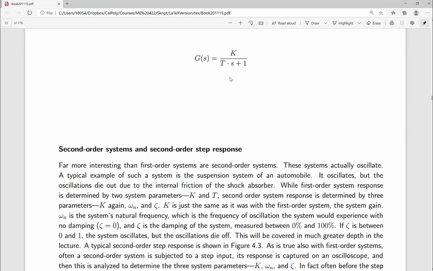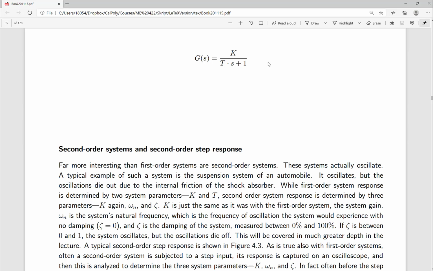A first order system has two performance characteristics that define the way that system is going to respond. We have a gain, k, and this is also sometimes called the steady state gain. And then we have a time constant, t. So the k governs what happens when you put a step in. A step is a sudden change in the input into the system. The system responds, it jumps up to a new level from where it had been before.